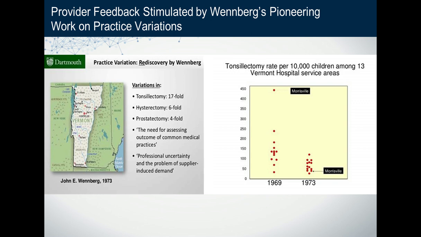Work conducted by Wennberg in the 1960s and 70s found that clinicians will respond quickly if they see data suggesting that they're doing things that are out of the norm from their peers. You can see on the left side of the slide variation discovered by Wennberg in common medical procedures across Vermont. On the right side of the slide, you can see how the outlier procedure rates decreased rapidly once physicians were told where their procedure rate was relative to their peers.